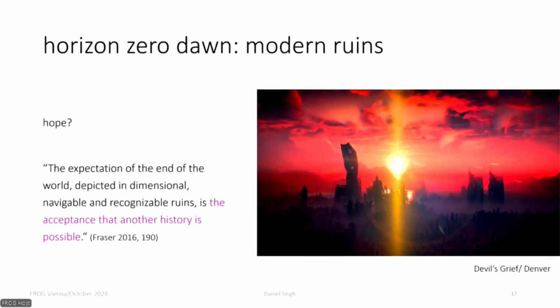Now, concluding the part of Horizon Zero Dawn, there is also the idea of hope connected to ruins, especially modern ruins. As Emma Fraser writes, the fact that we have explorable ruins, that we have ruins that we can climb up, that we can run around in, also means that we accept that another history is possible.